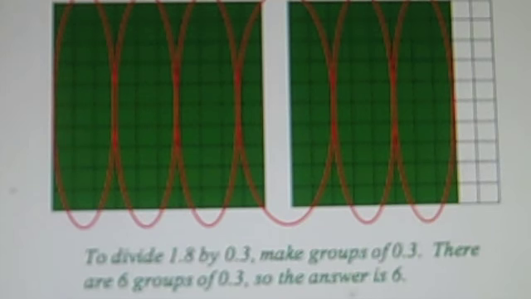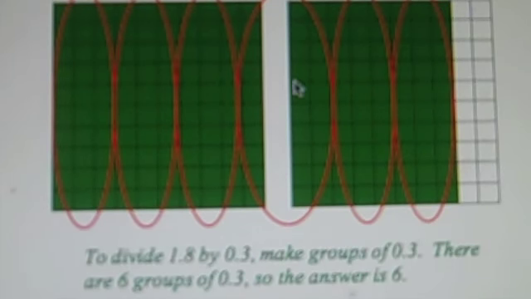Once they've completed that, they're going to create groups of 3/10. You can see those are signified by the red circles. There's one group of 3/10. There's a second group of 3/10, and so on, all the way until they finish circling as many 3/10 as they can in the whole 1 8/10. In this case, it works out perfectly for 6 groups of 3/10.